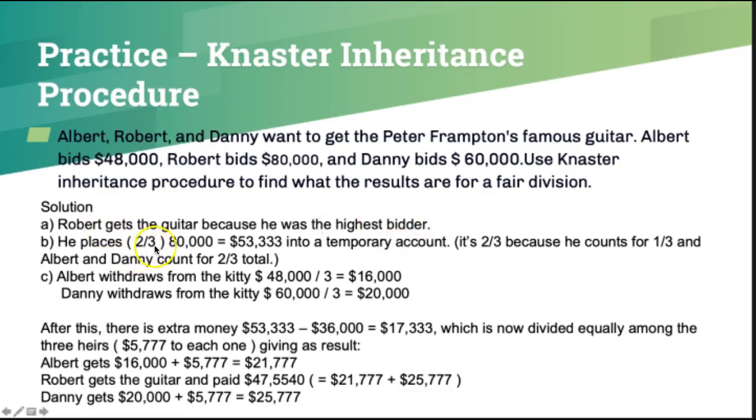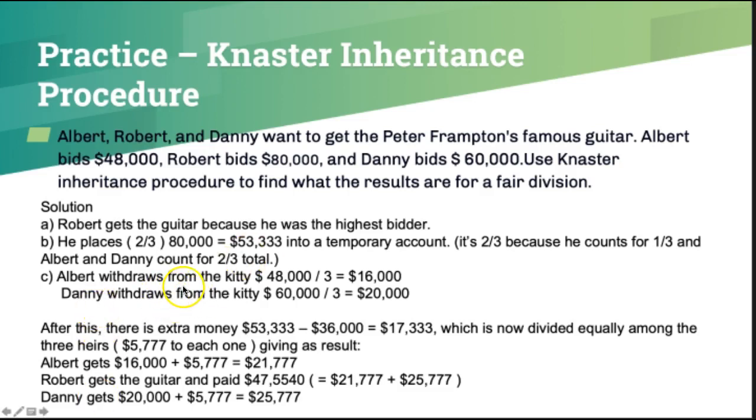The reason why you use 2/3 in your calculations is because there are 3 people, Albert, Robert, and Danny. And so 1/3 of it is each of theirs: 1/3 Albert's, 1/3 Robert's, and 1/3 Danny's. But he's got to place 2/3 of his $80,000 because that makes up for Albert and Danny's portion. So that's a total of 2/3. So you take 2/3 of that, which is $53,333. You put that into a temporary account.